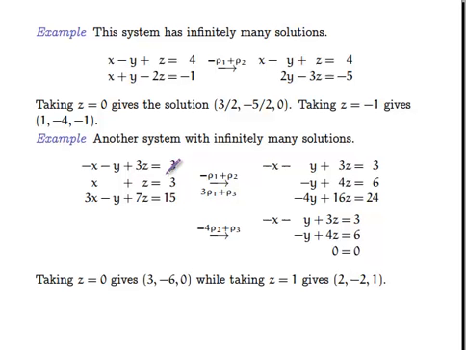Here's another example of a system with infinitely many solutions. When we do elimination, you can follow these steps. It turns out that the last equation becomes a trivial equation. I get 0 equals 0. At this point, I have a system of equations very much like the system up here. I've got 2 equations in 3 unknowns. For any z, I can find a y, and for that y and z, I can find an x. So I have a solution for any possible z.